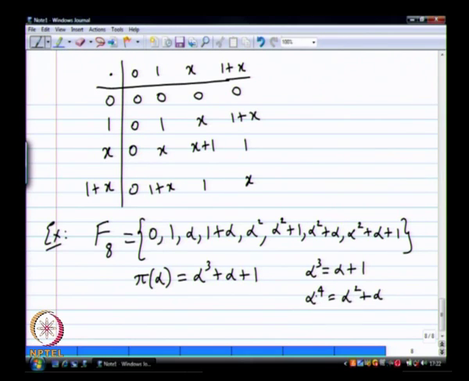So if you use these 2 rules, any multiplication becomes very trivial. You just write down these 2 rules, always remember them, and in any multiplication you do, whenever you get alpha power 3, replace it by alpha plus 1, whenever you get alpha power 4, you replace it by alpha square plus alpha, that is it, you get your answer. So that is how you operate in F8.